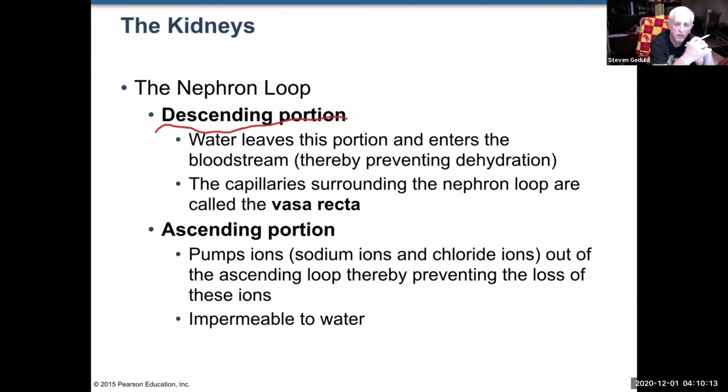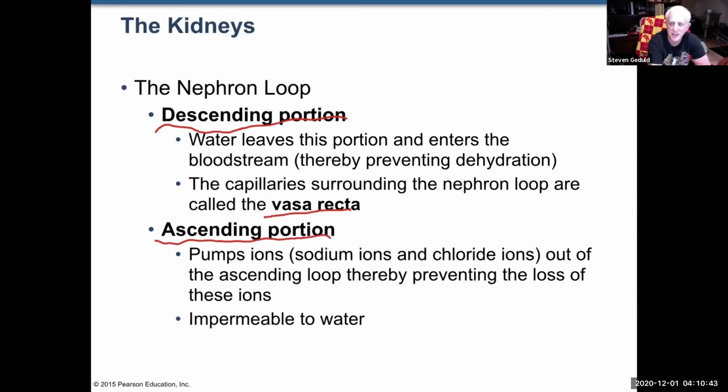Okay, water leaves this portion and enters the bloodstream, preventing dehydration. Capillaries surround the nephron loop are called the vasa recta capillaries. So the water leaves it, the urine gets concentrated. So the water leaves it, okay, enters your bloodstream, so the urine gets concentrated and the body prevents it from being dehydrated. After it goes from the descending loop, it goes to the ascending loop.